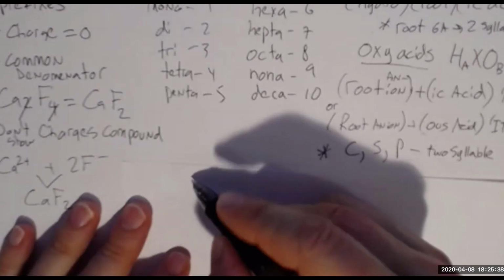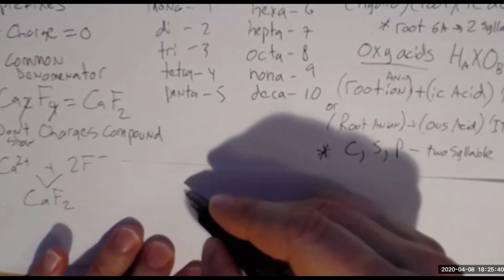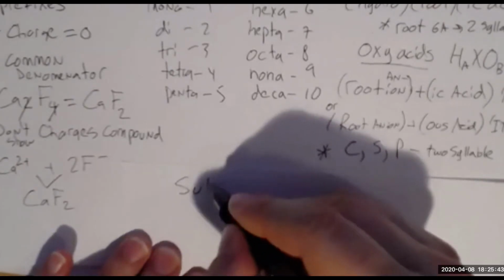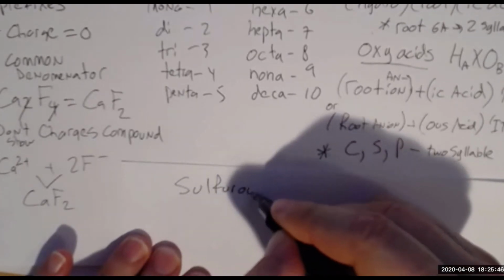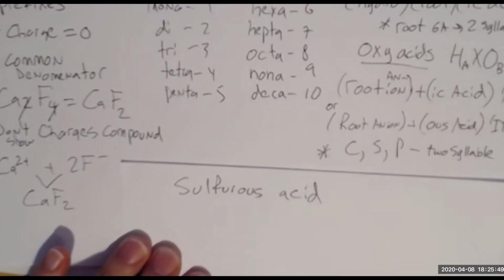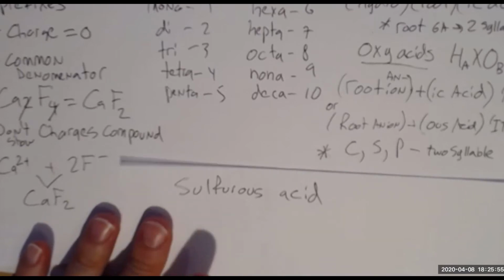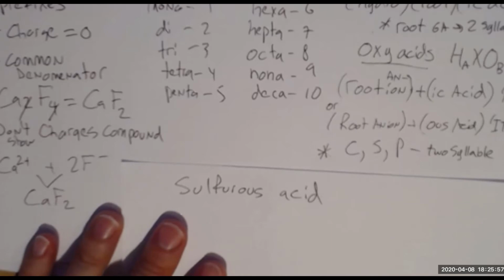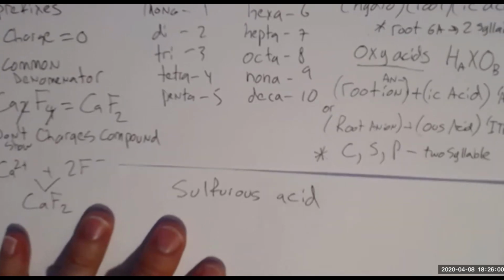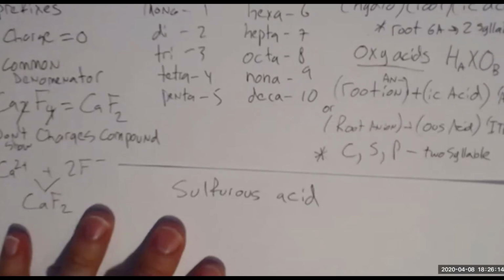We should be able to go from a formula to a name and a name to a formula. So how about sulfurous acid? Can I go backwards from sulfurous acid? Maybe we should do the binaries, the binaries are easier. Wait, is this a binary or an oxyacid? We know it's an acid, it has acid in the name. An oxyacid. How do I know it's an oxyacid? Because of the OUS at the end.